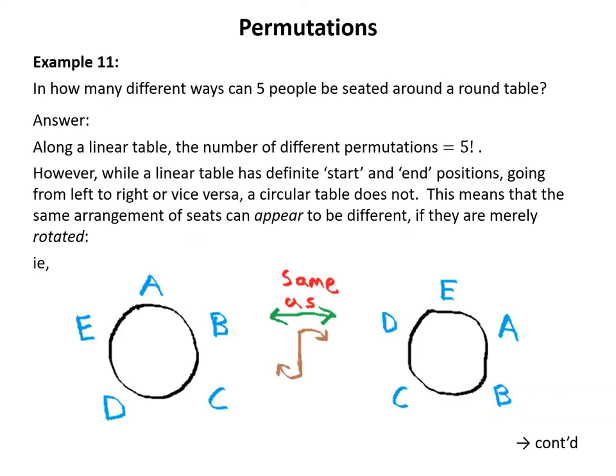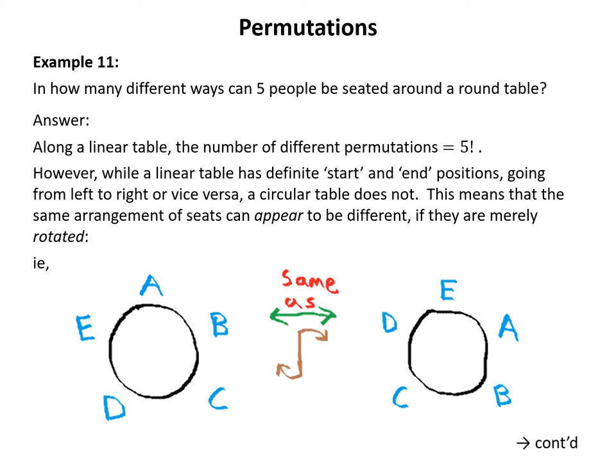In example 11, we're asked to figure out how many different ways 5 people can be seated around a round table. The big difference in this question is that we're no longer looking at a linear table, and now the people are seated in a circle. Along a linear table, the number of different permutations is equal to 5 factorial, and we've established that in the previous examples.